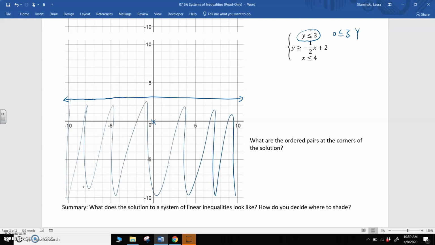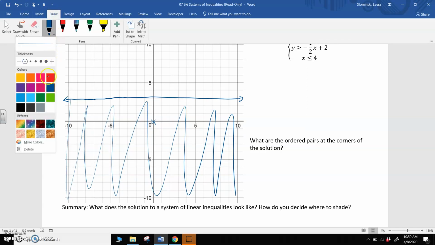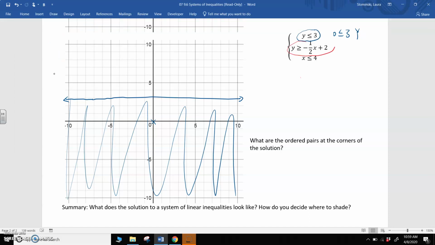Okay. So it's no different than what you did on the front. The problem is you're just going to do it 3 times. So my next equation is, graph in red, y is greater than or equal to, so it's going to be solid again, -1/2 x plus 2. This one's in slope-intercept form, so I'm going to graph my y-intercept at 2.